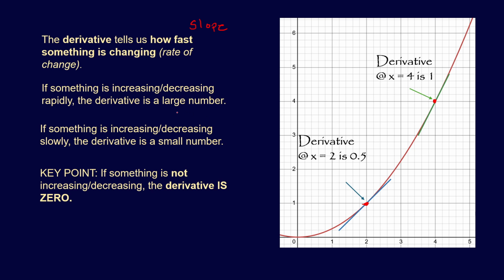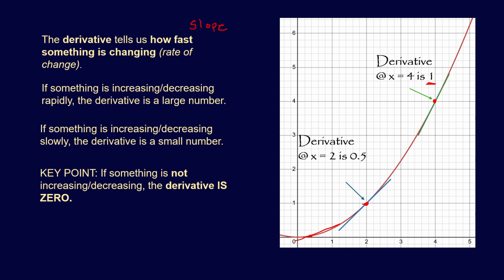So if something's increasing or decreasing rapidly, the derivative will be a large number, right? We see that as this function grows steeper and steeper, the derivative starts to increase. And same if it's increasing or decreasing slowly, such as over here, we'll see that the slope or the derivative at that point is quite small. Finally, if something is not increasing or decreasing, the derivative is 0.